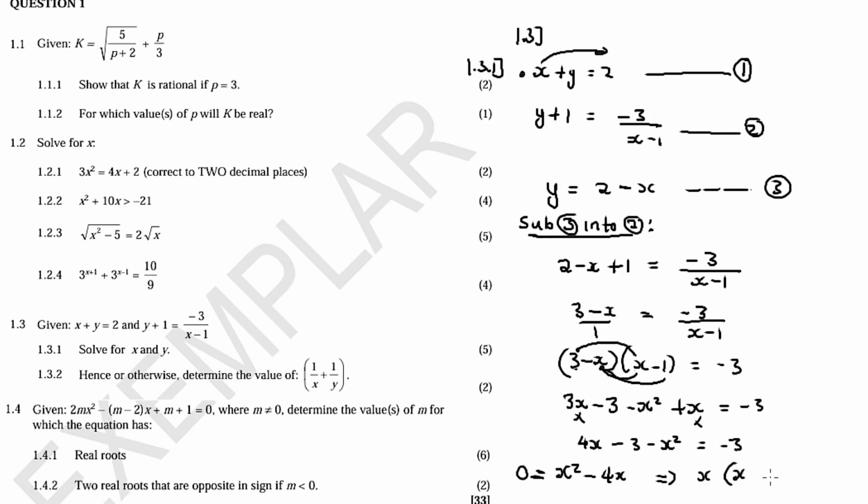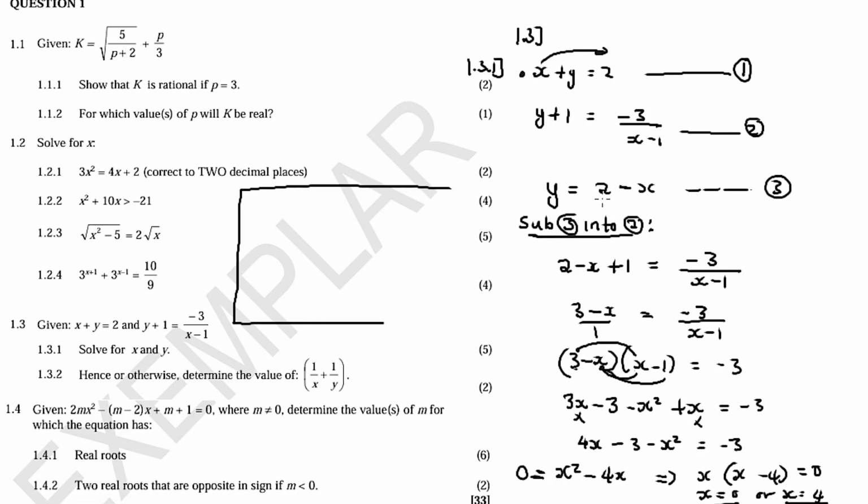Therefore, x in brackets, x minus 4, meaning that I'm taking out x as a common factor. Therefore, my first x is 0, or the second x is 4. These are the solutions for x. Let's get our y.